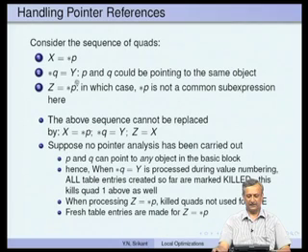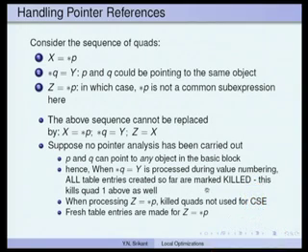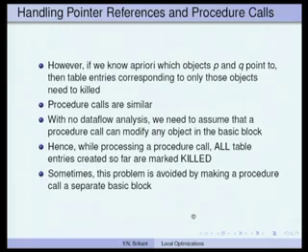So, if pointer analysis has been carried out and it is known that p and q never point to the same object, then we can proceed with the same CSC here. Otherwise p and q can point to any object in the basic block. Hence, when star q equal to y is processed during value numbering, all table entries created so far are marked as killed. So, this kills the quadruple number 1 here, and when we are processing z equal to star p, killed quadruples are not used for CSC, and fresh table entries are made for z equal to star p.